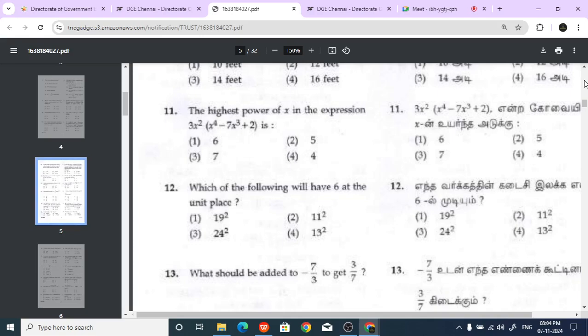Okay. Which of the following will have 6 at the unit place? Which of the following will have 19 square? What will be in the unit place? 8, sir. At the unit place, 9 into 9 is how much? 81. So 1 will be in the unit place. In the unit place you will get 1. Now 19 into 19, find out how much you are getting. 24, sir. Okay, now we'll go on with 19 square, 19 into 9. We'll find out.